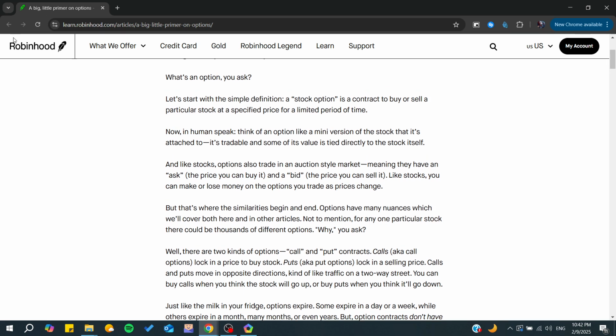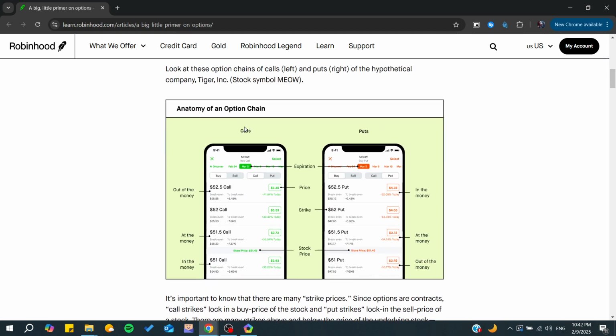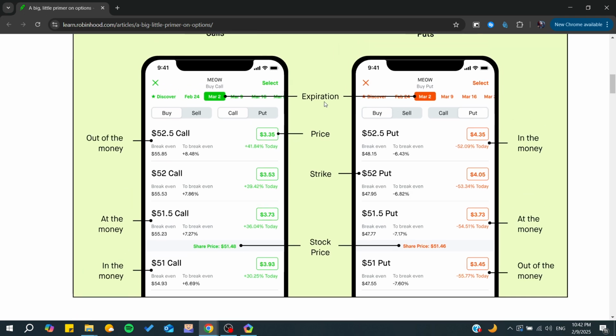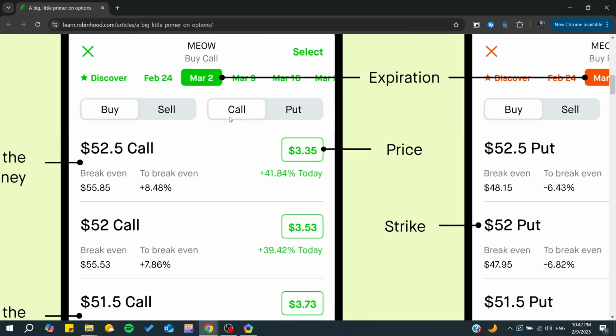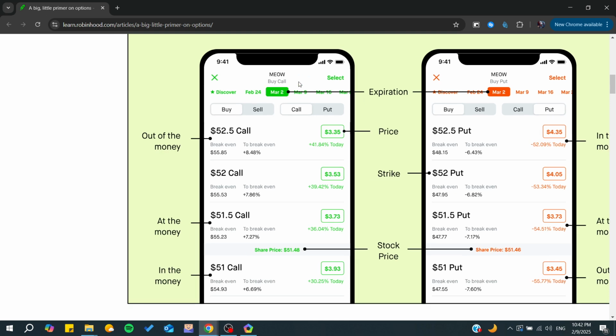So here we are in the Robinhood learning center, and as you can see, this is an image of how the option screen looks. Basically, there are two types of operations. There is the call operation, which is the buying process, and there is the put, which means the selling. And there is also the expiration date.